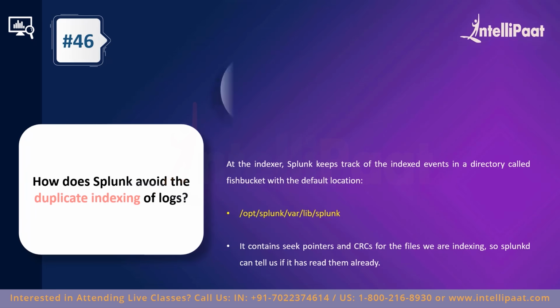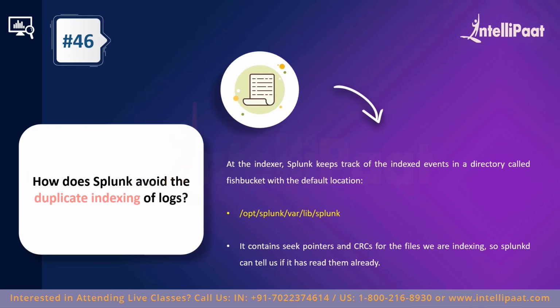And then coming to the 46th question, it states, how does Splunk avoid duplicate indexing of logs? See, what happens at the indexer is that Splunk will always keep track of any indexed event that happens in a directory, right? So we already discussed this. It's called the Fishbucket. And where does the Fishbucket lie? It's in opt/splunk/var/lib/splunk. It contains certain CRCs and certain seek pointers with details of all the files that we are indexing. So whenever the daemon checks it, we can understand from the daemon if these files have been read or not. If they've already been read, it means it would be a duplicate index. If it's not been read, it means it's a unique file.